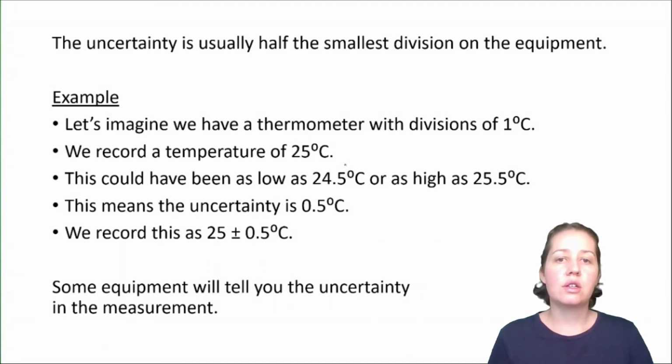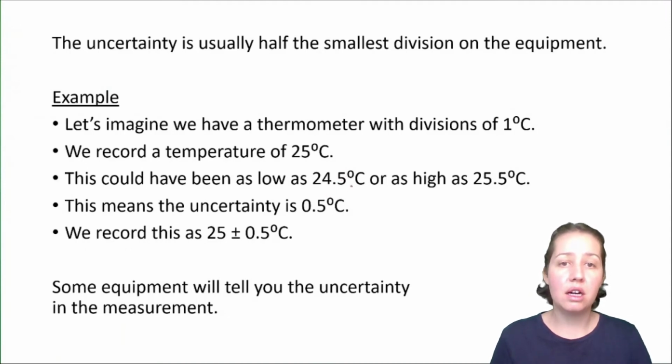This temperature could have been as low as 24.5, so half a division lower. If it was any less than that, it would have been rounded down to 24, so it can only be half a degree too low, or it could have been half a degree higher. Any more than that, and it would have been rounded up to 26. So that gives us an uncertainty of 0.5 degrees C in our data. So we record this as 25 plus or minus 0.5 degrees C. So telling us it could be half a degree less, it could be half a degree more.